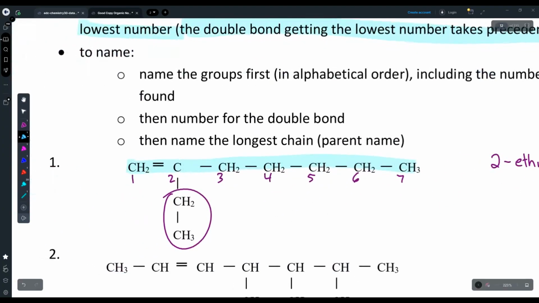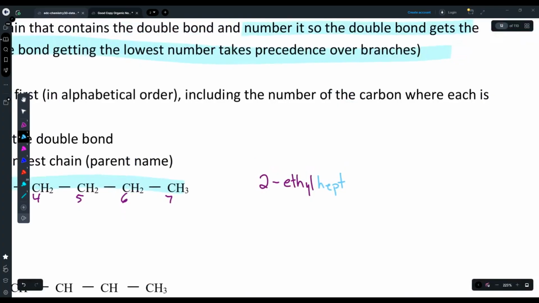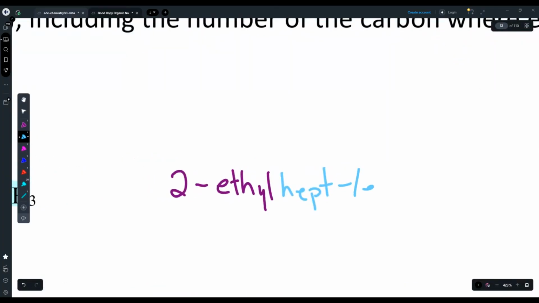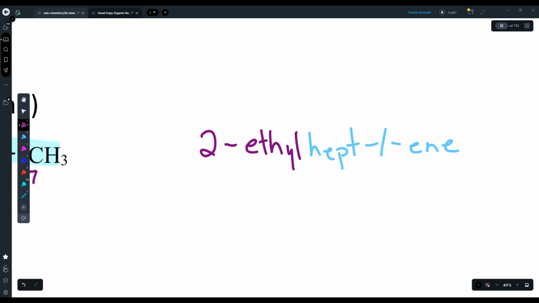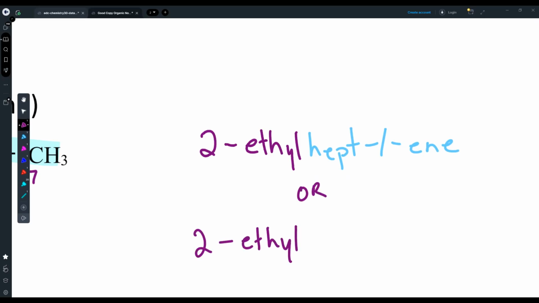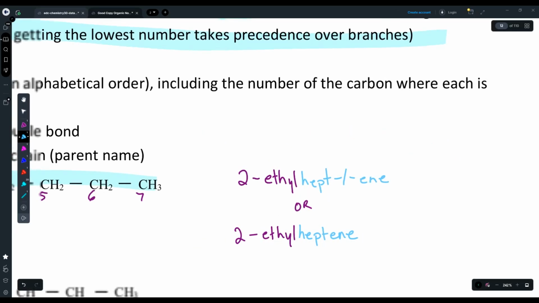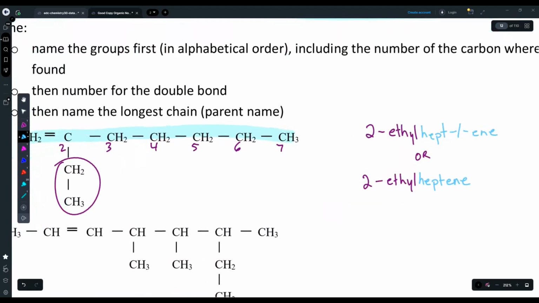And I have a double bond on carbon 1. So I could go 2-ethylhept-1-ene. Or alternatively, what I could do is I could say 2-ethylheptene. Both are acceptable. The reason being is because the double bond is on carbon 1, or it starts on carbon 1.